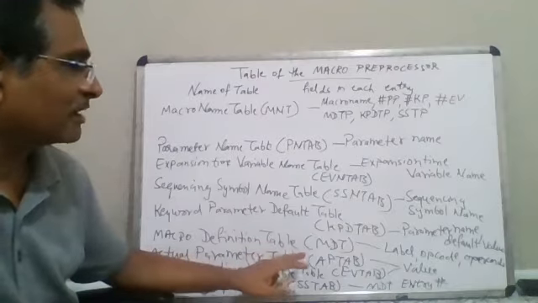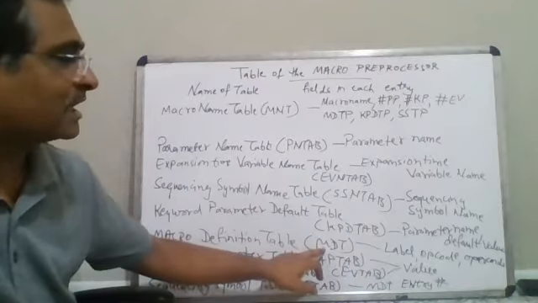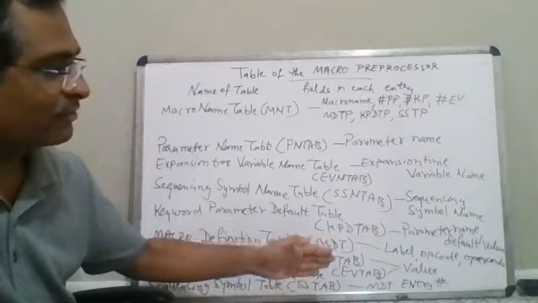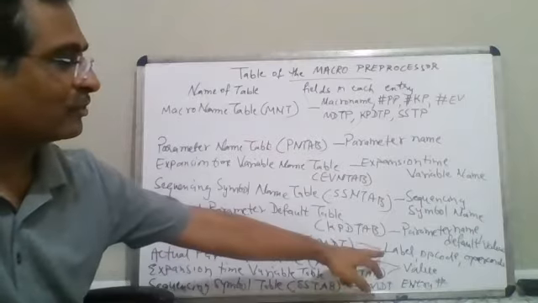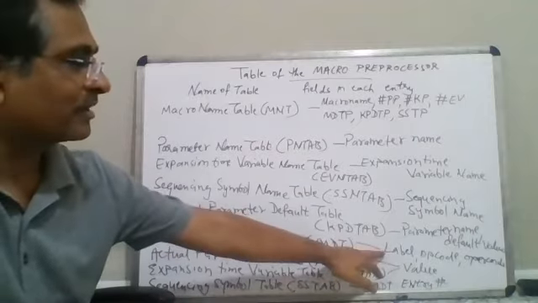Then there is the macro definition table, which is known as the MDT table. This is the place where the entire code would be present. So your intermediate code would be present inside this.